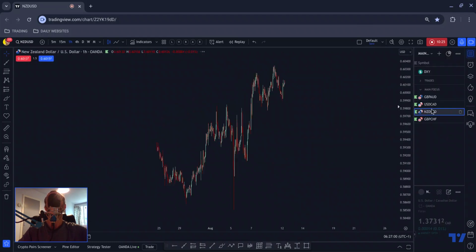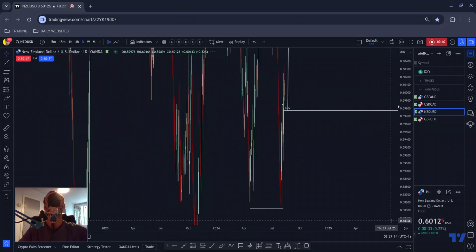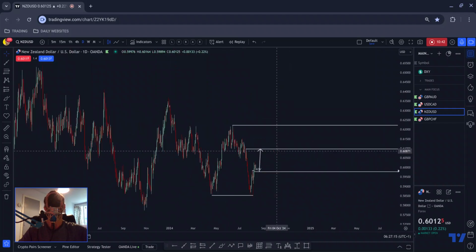Okay, so Kiwi dollar. If dollar CAD is moving short, then that implies dollar weakness. If Kiwi dollar is going long, that also implies dollar weakness. So there's an extra little confluence factor. I'm looking to get long on this today.